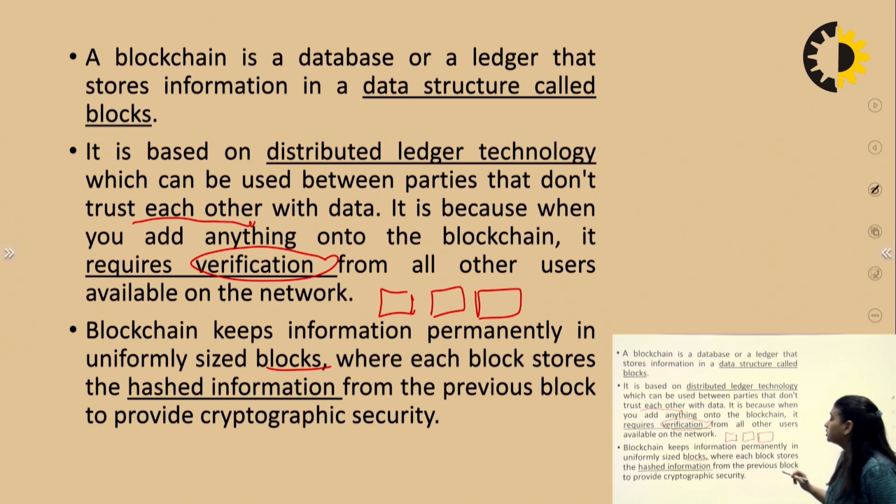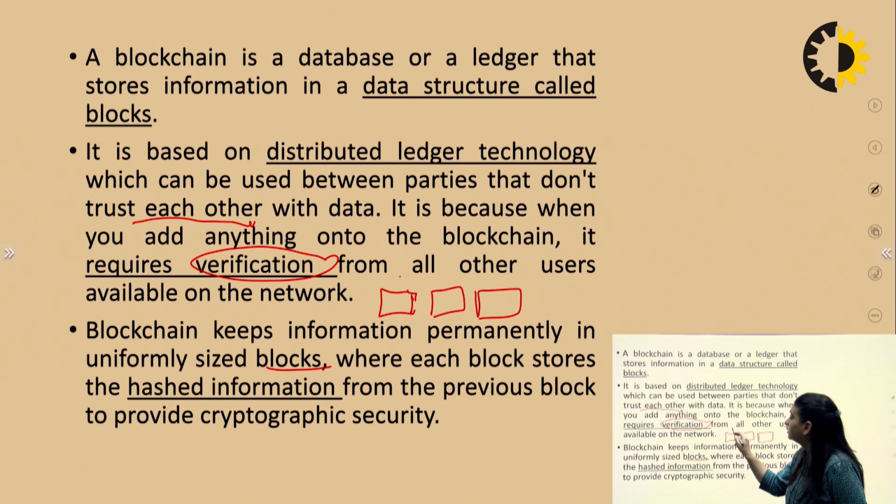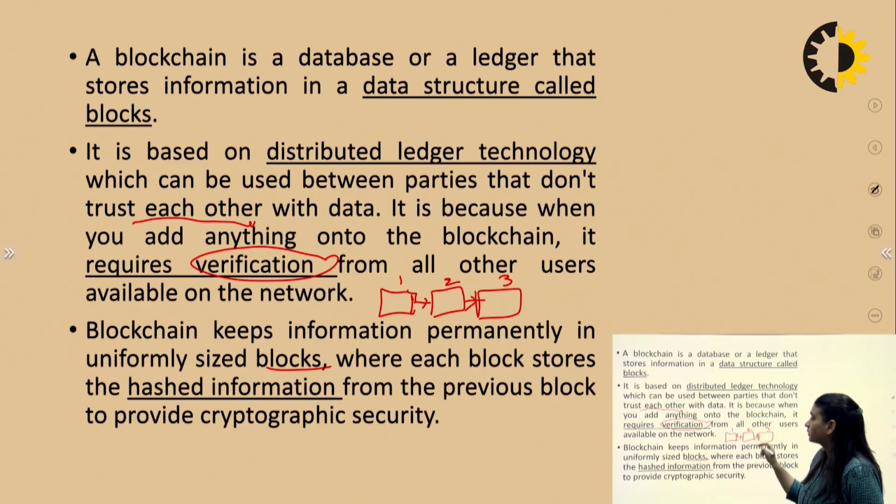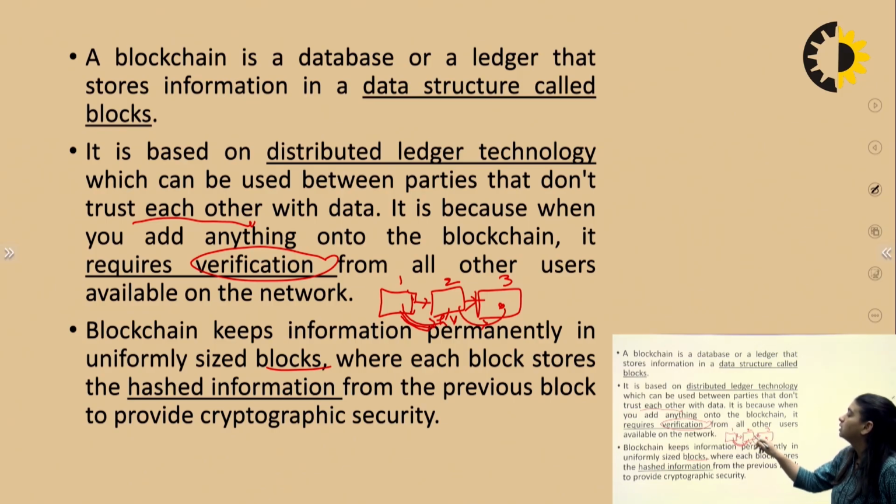Each block stores the hash information from the previous block. So if this block is 1, this block is 2, this block is 3, they are interlinked together. How are they interlinked? Because block 2 stores the hash value of block 1. Now the third block stores the hash value of the second block, and this is how a chain forms using the hashes of the previous block.